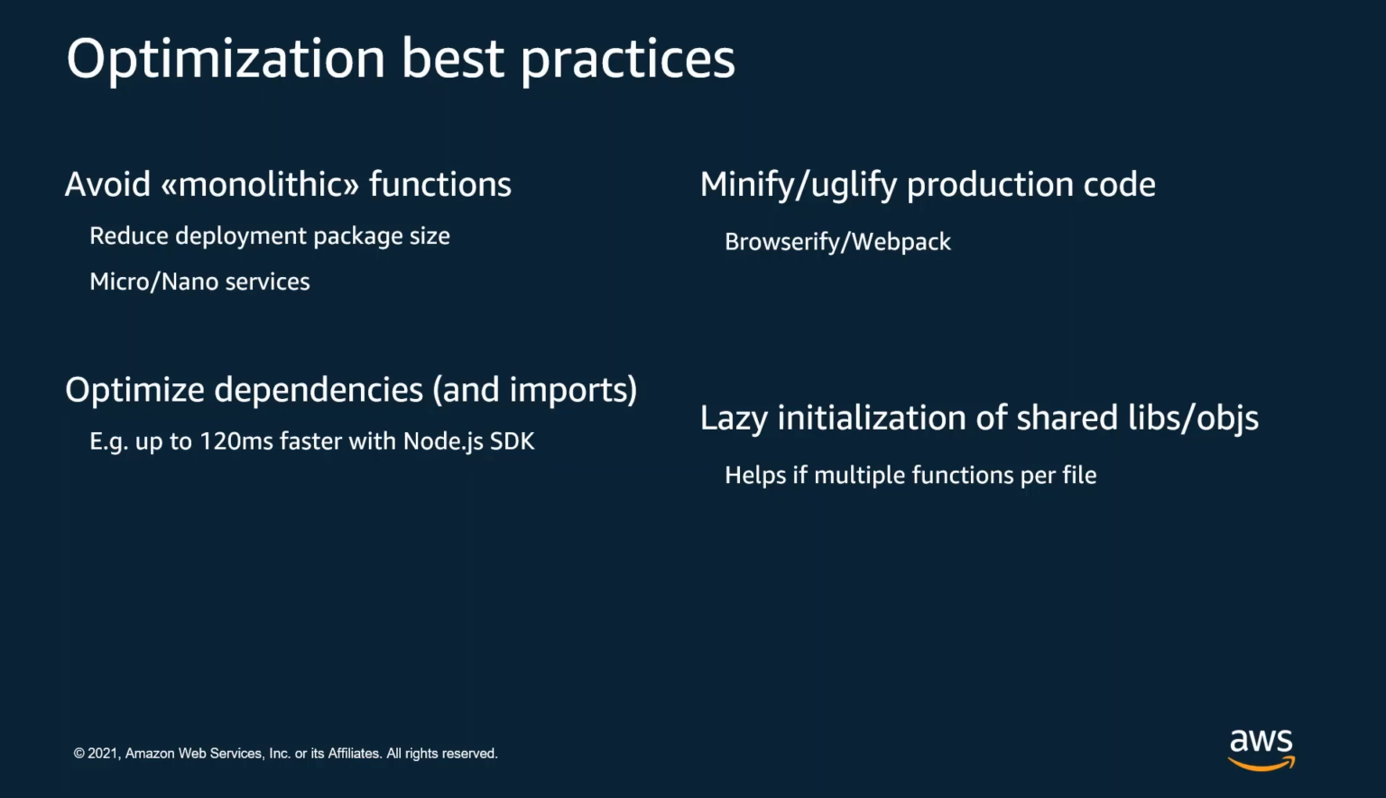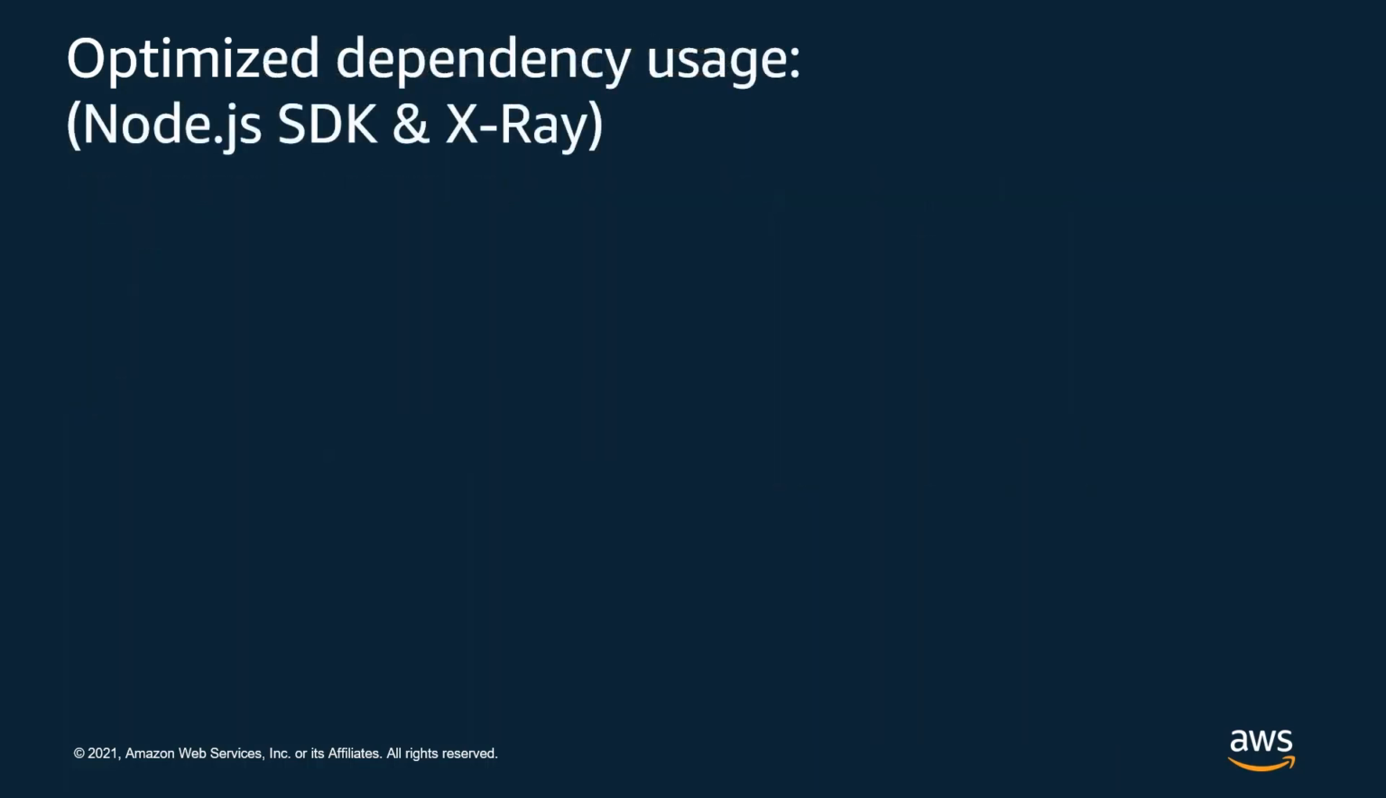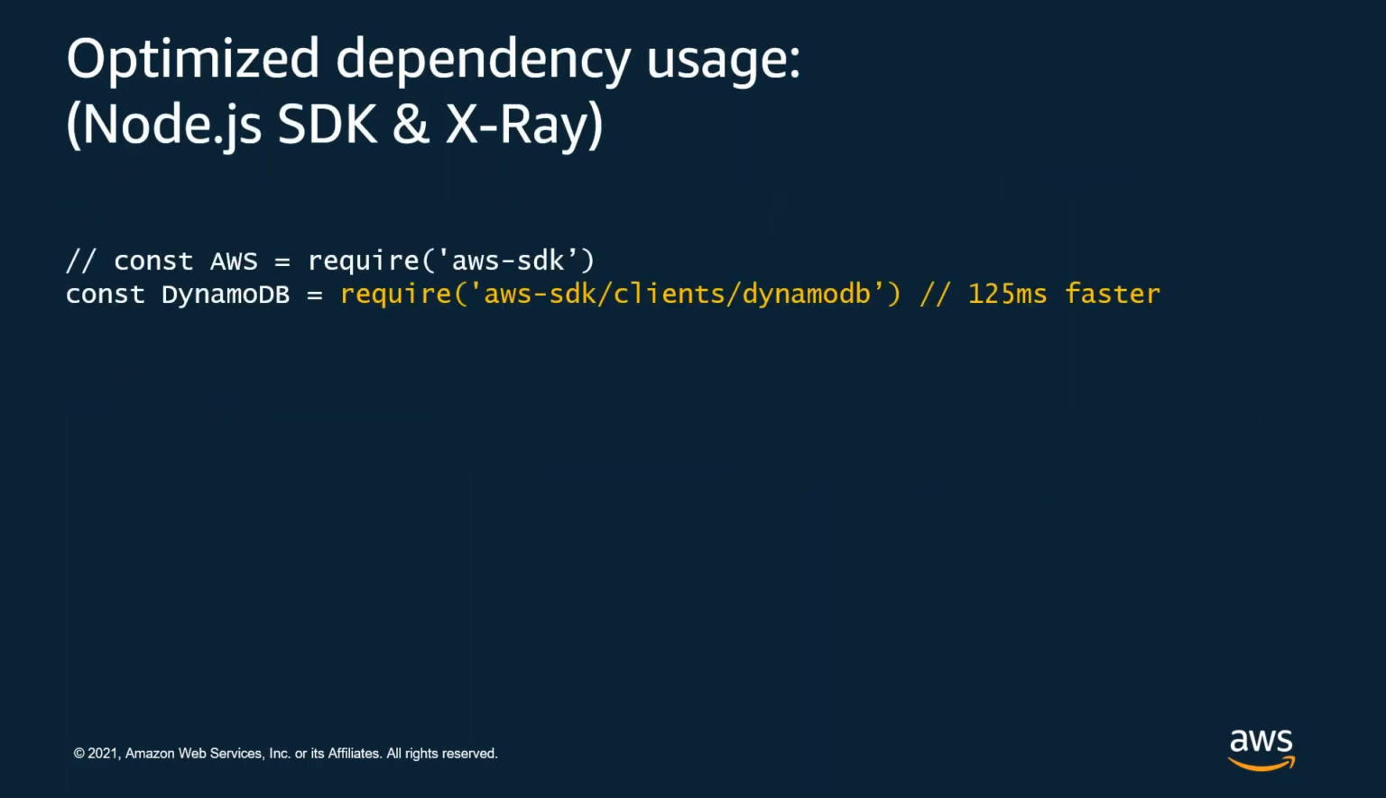Next, minify your code wherever possible to help you get the package size as small as possible. Also, remember to lazily initialize shared libraries and objects, especially if you have multiple functions per file, and optimize your dependencies and imports, for example. So we ran some tests and compared the results. If you need to use the DynamoDB SDK, include that specific package instead of the entire AWS SDK, and this can be up to 125 milliseconds faster.